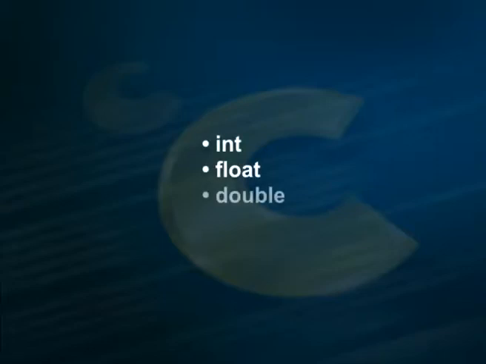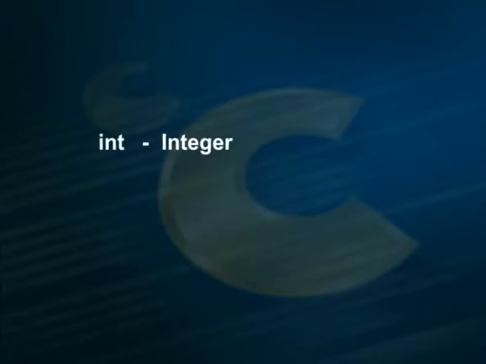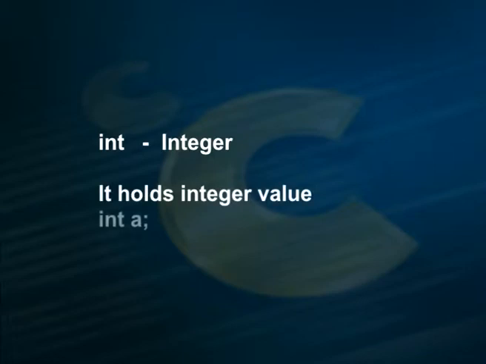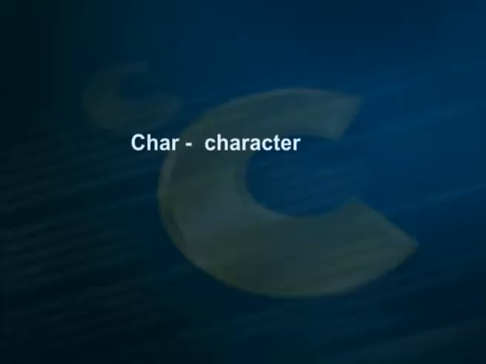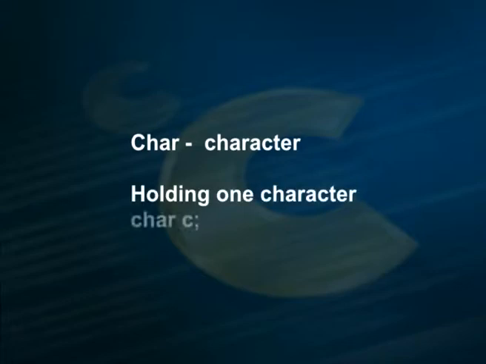Coming to C language, it has the following basic built-in data types: int, float, double, char. Int represents integer, it holds integer values. For example, int a. Here a is a variable that holds integer type values. Char represents character, holding one character. For example, char c. Char data type can also be used to initialize a string as an array of characters.